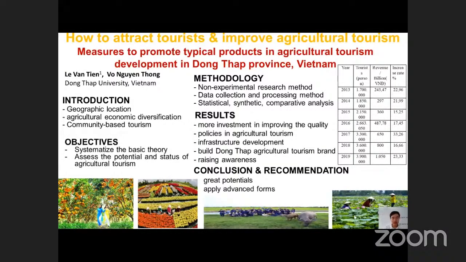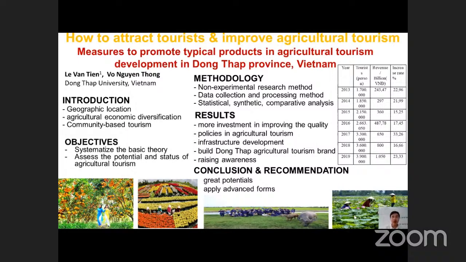development in Đồng Tháp province, and then analyze the current difficulties and limitations of agricultural tourism in our province. And finally, we would like to propose recommendations for the exploitation of specific products in agricultural tourism development, contributing to improve the lives of farmers in Đồng Tháp province, Vietnam.